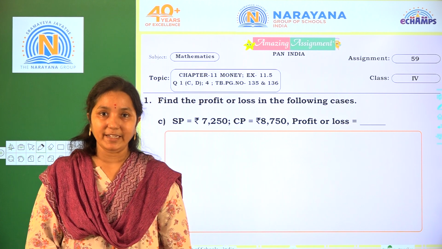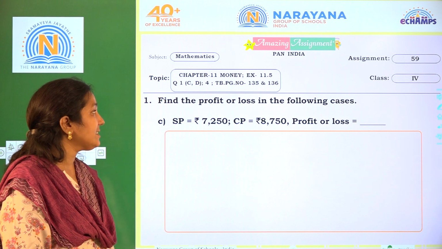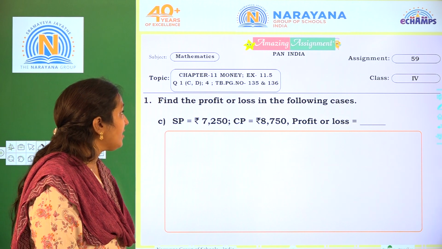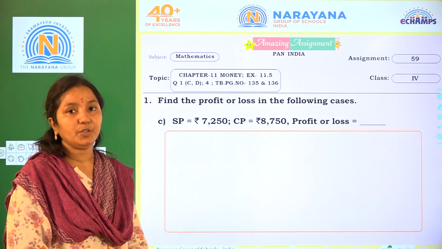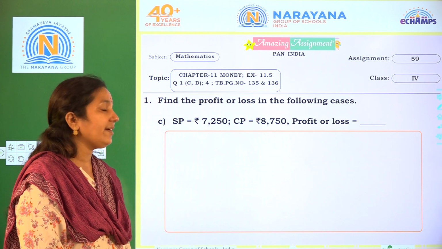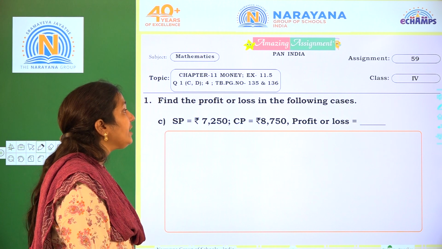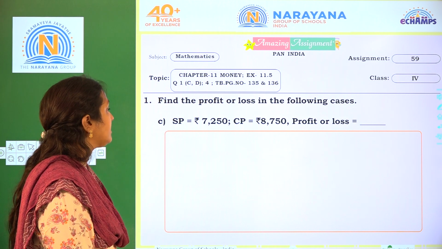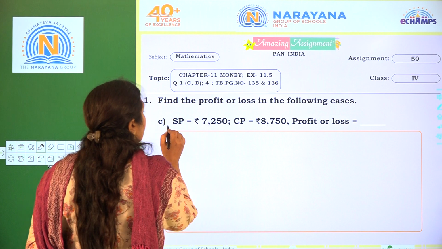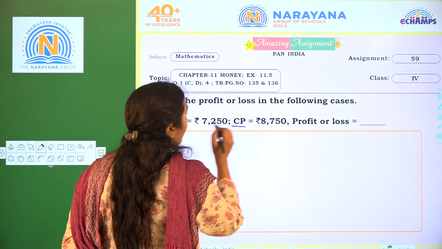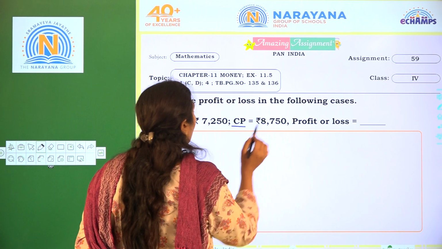Today our amazing assignment is Chapter 11, Money, Exercise 11.5, Question number 1 (c), (d) and 4. You can refer to textbook pages 135 and 136. Coming to the first one: find the profit or loss in the following cases. So what is given here? Selling price and cost price. We have to find the profit or loss.